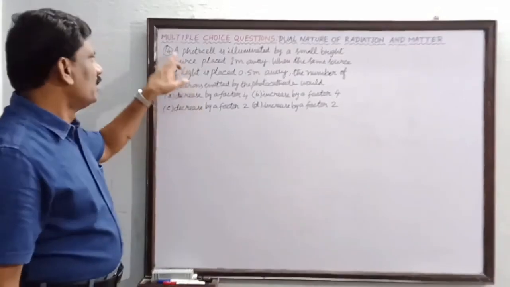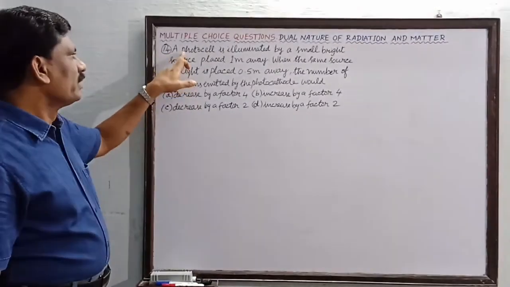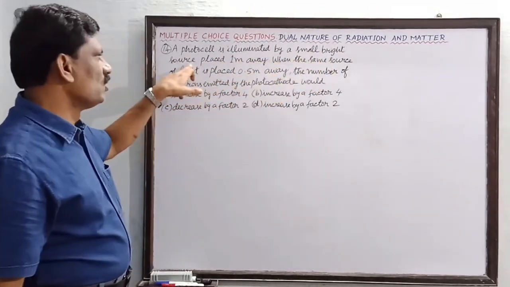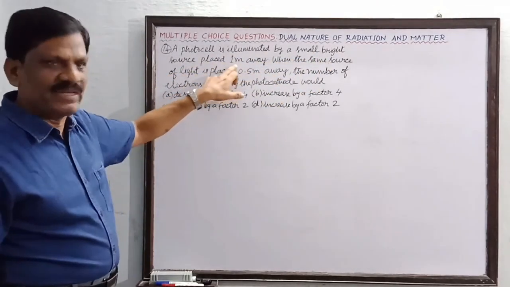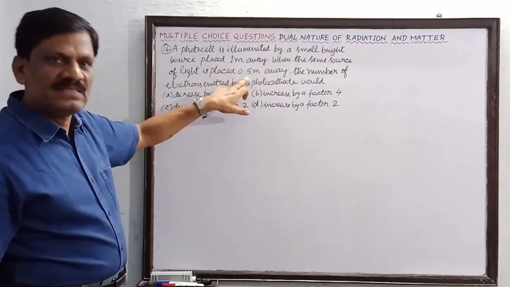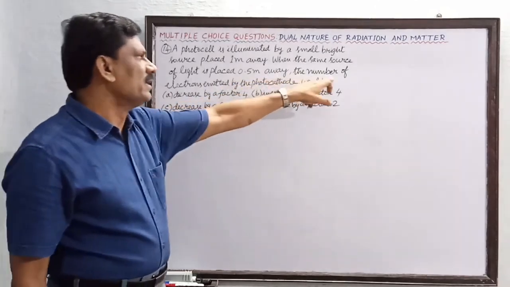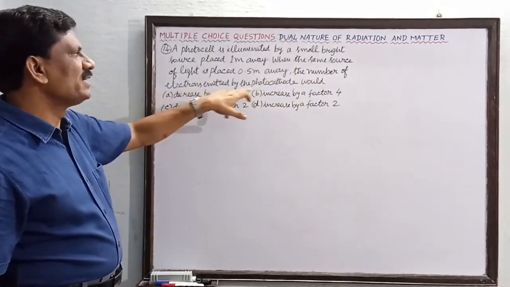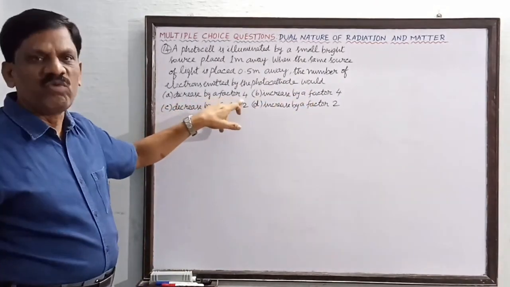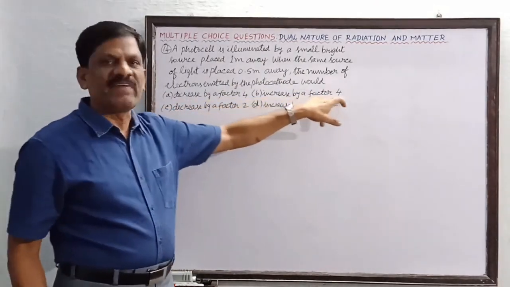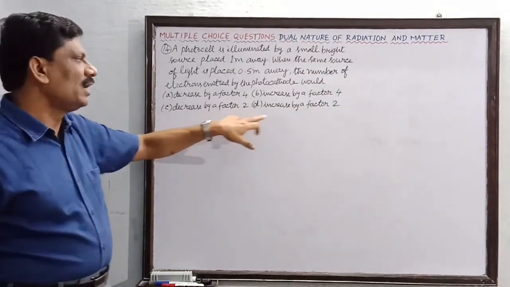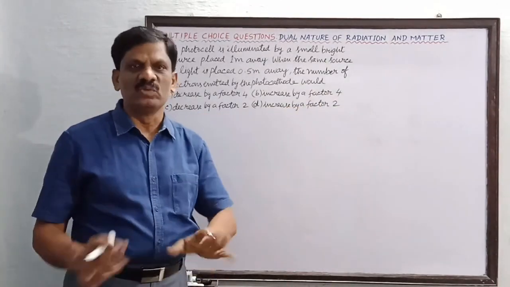Okay students, problem number 14. A photo cell is illuminated by a small bright source placed 1 meter away. When the same source of light is placed 0.5 meter away, then the number of electrons emitted by the photocathode would decrease by a factor 4 or increase by a factor 4, either decrease by a factor 2 or increase by a factor 2.